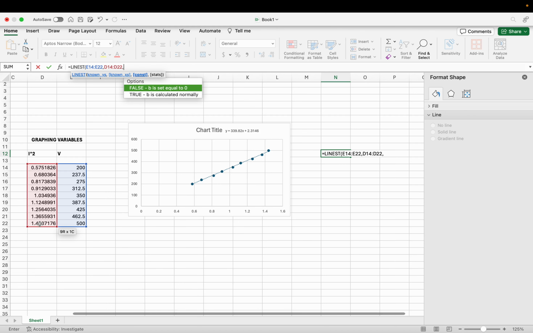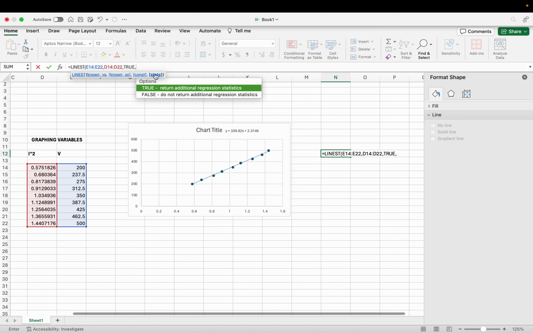The next two are two optional parameters that you need to provide. So here it says either I can put false or true. If I put false, b is set equal to 0. So if I type in the word false, this is going to force my y-intercept to be 0. But we don't want that. We've already seen with the trend line, the y-intercept, at least for my data, actually for everybody's data, is very unlikely to be exactly 0. So we're going to type true, and that will calculate the b value normally. And then our final one, this is important, is stats.